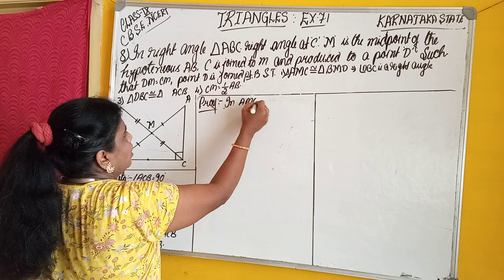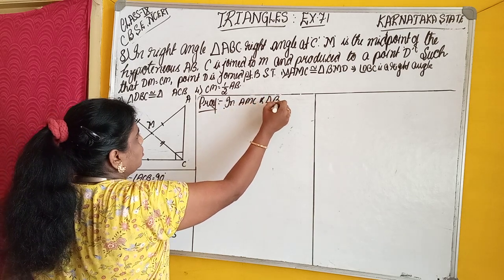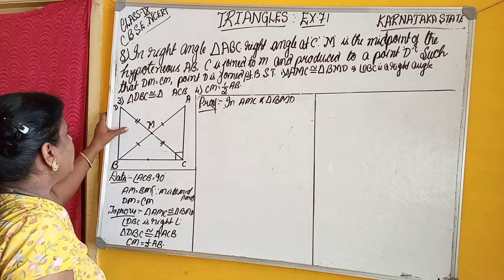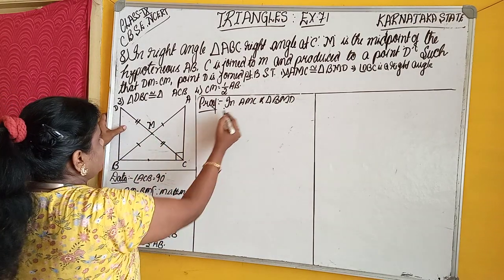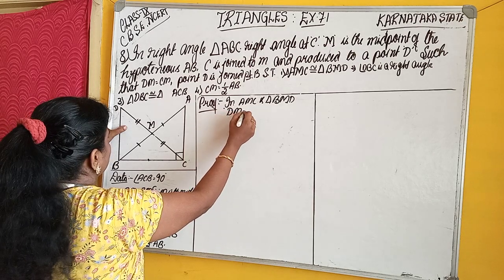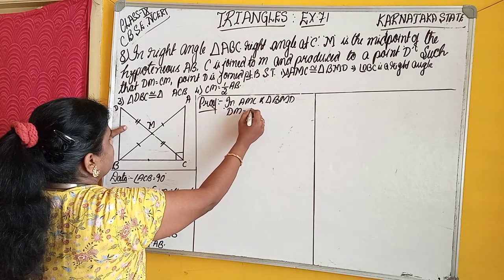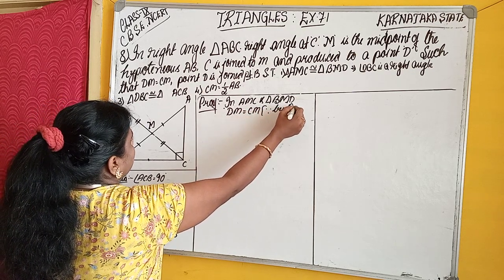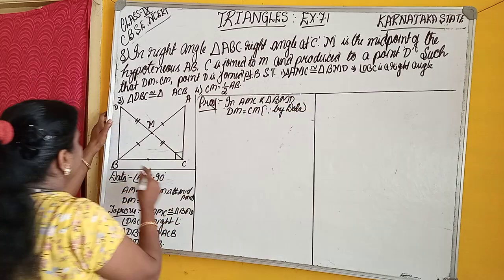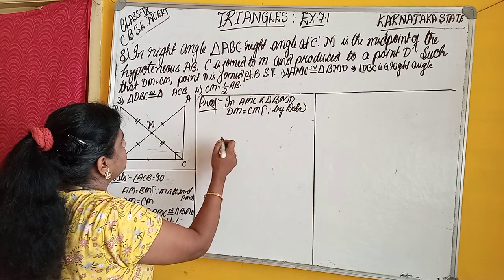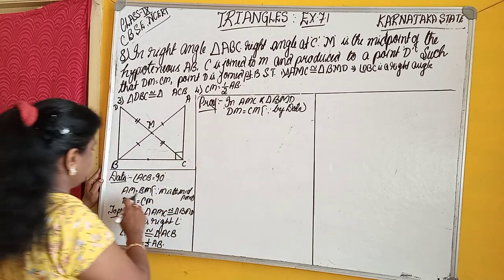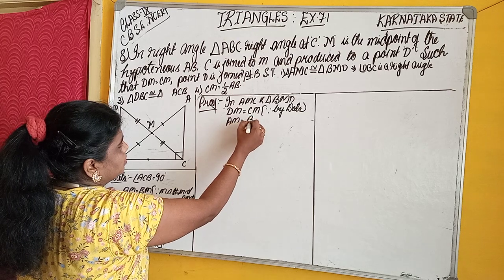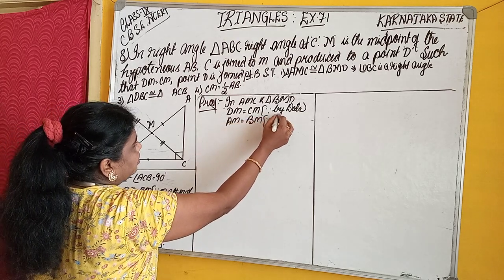In triangle AMC and triangle BMD, in these two triangles, we know that DM is equal to CM, that is by data, and BM is equal to AM, that is also by data.